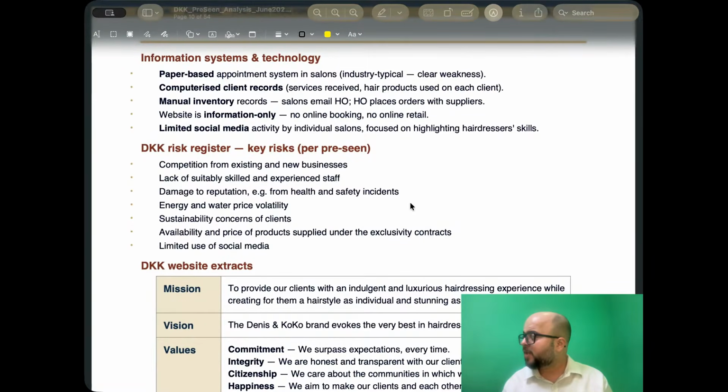A friend asked me, what do you need? I said, I need a laptop and I need an internet connection. That's pretty much all. Then, lack of suitably skilled and experienced staff. I think this is a problem across industries. Damage to reputation, health and safety incident. If someone's hair gets burnt by the rod, naturally that's a reputation loss.